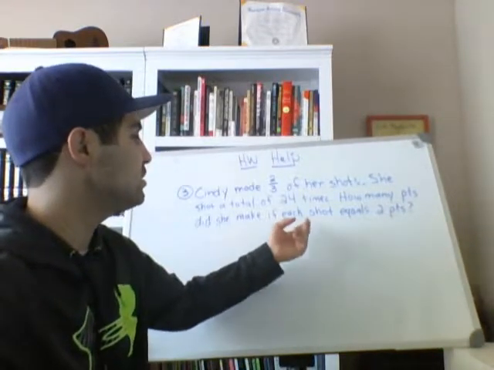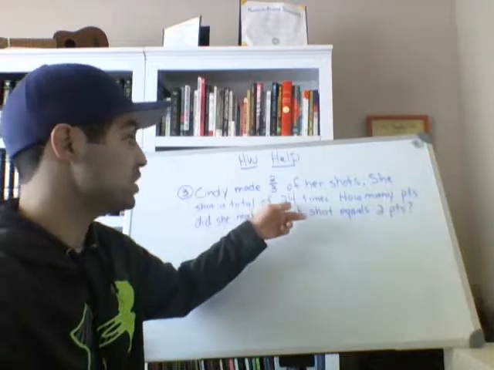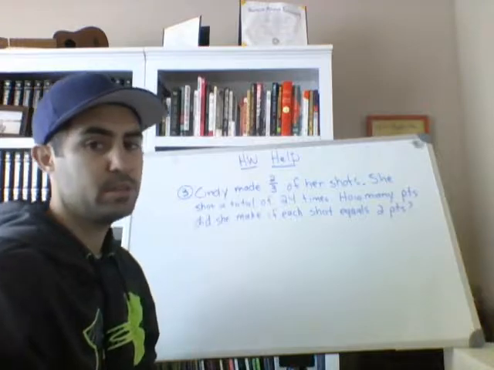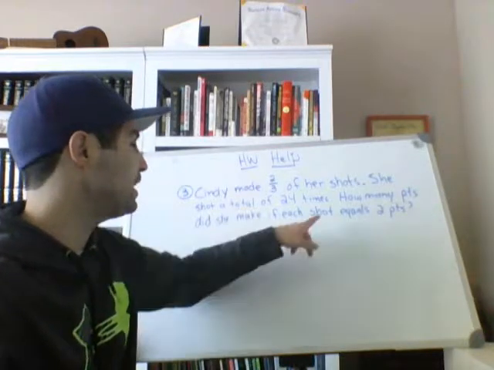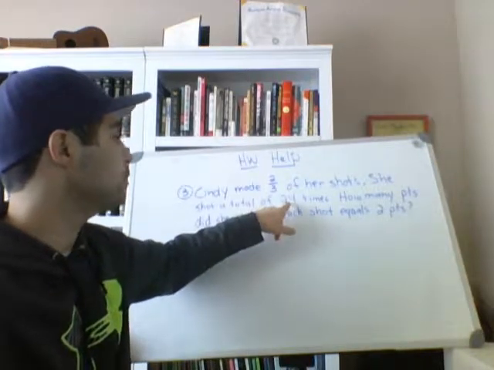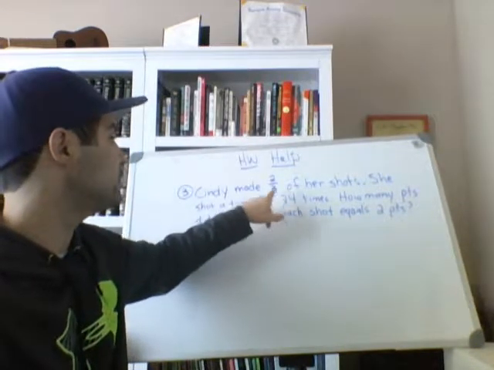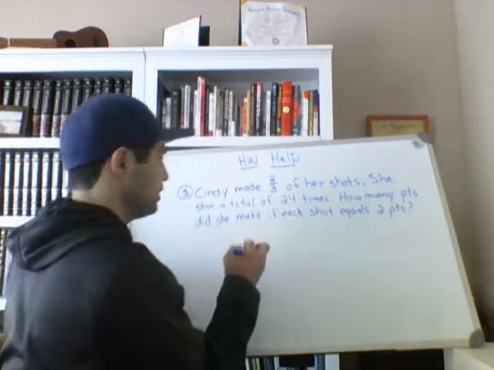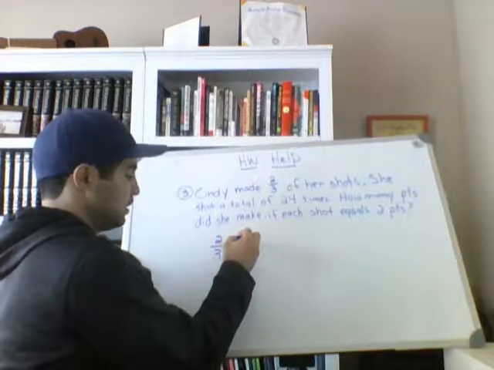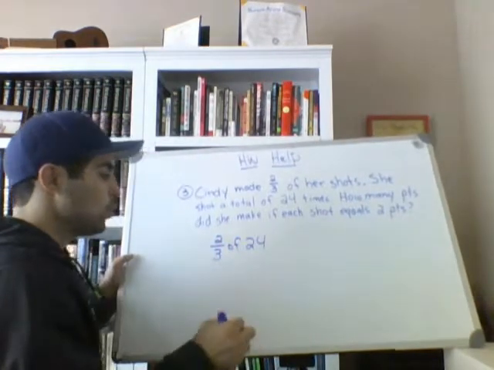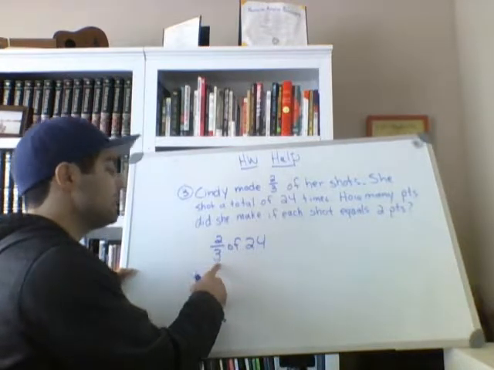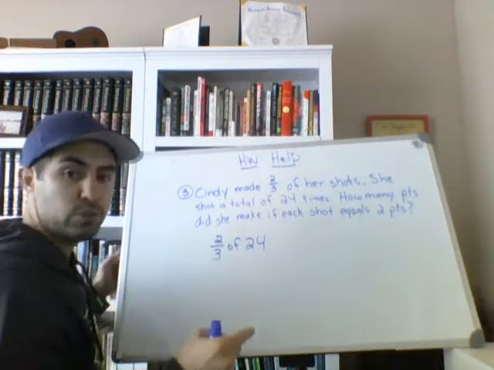So how many shots did she make? She shot 24 times, but she didn't make a basket 24 times. Okay, so first we have to find out how many shots she made. Well, that's 2/3 of 24, and there's 2 ways to do this. We used to do 24 divided by the denominator. 24 divided by 3 is 8, and then multiply 8 by 2, which would be 16.